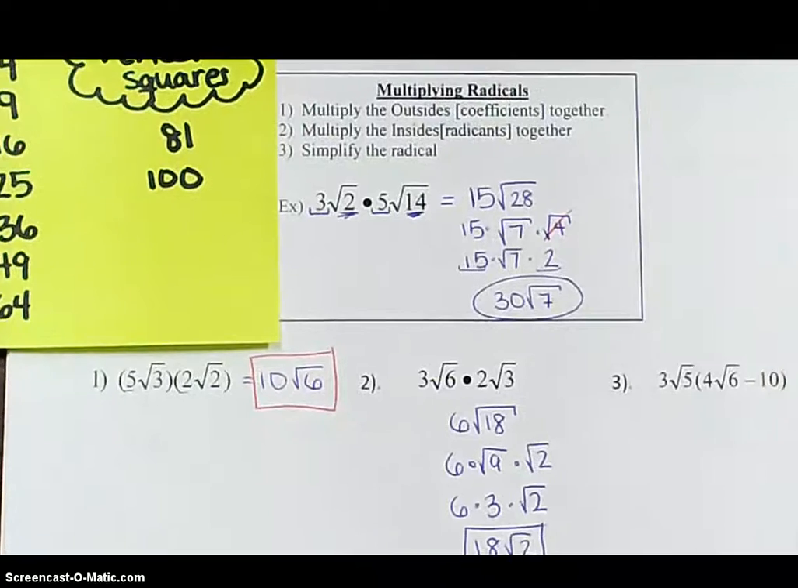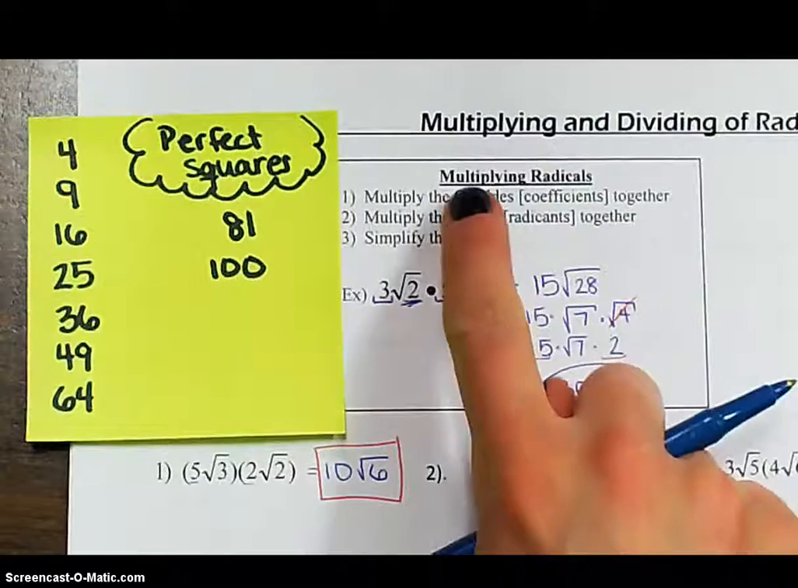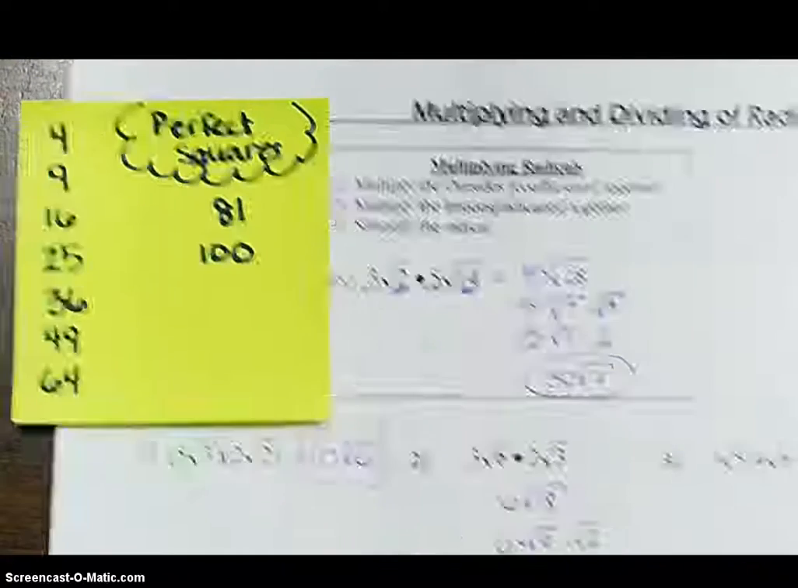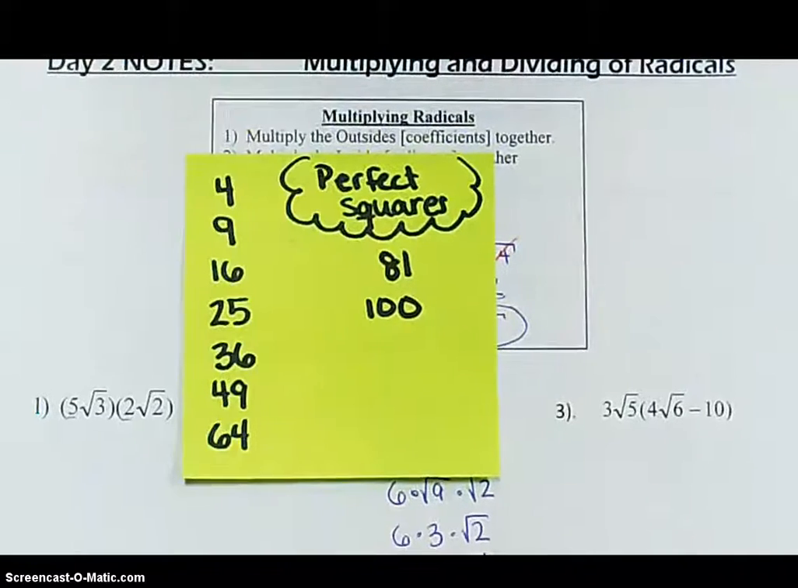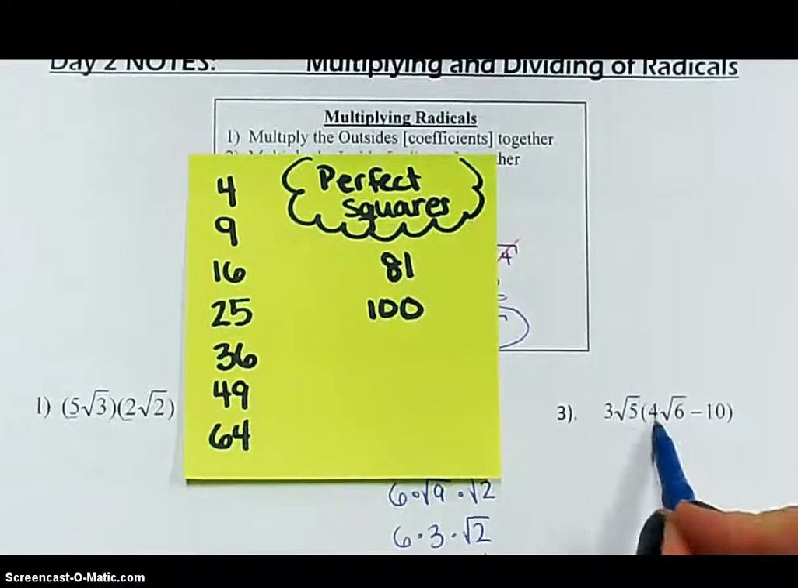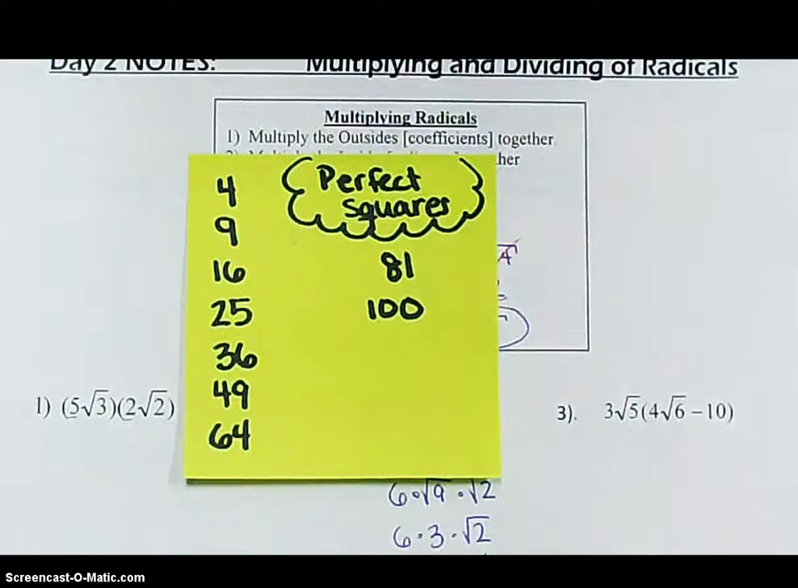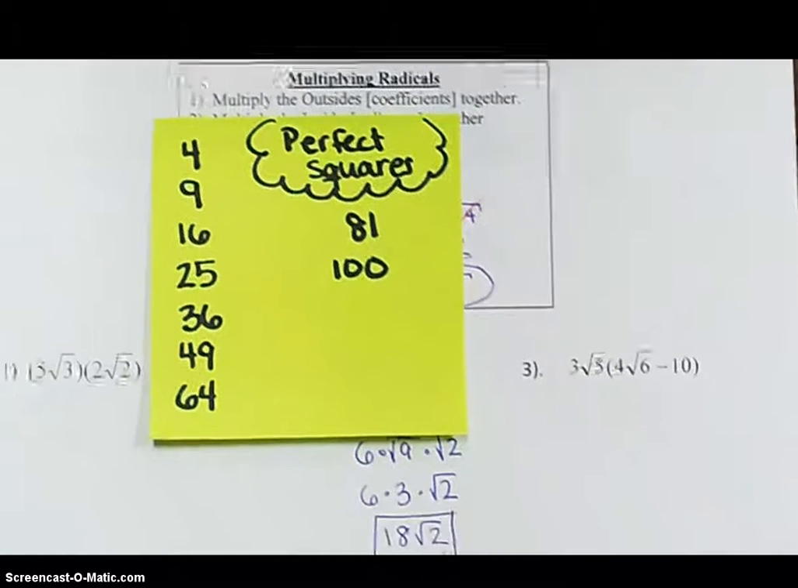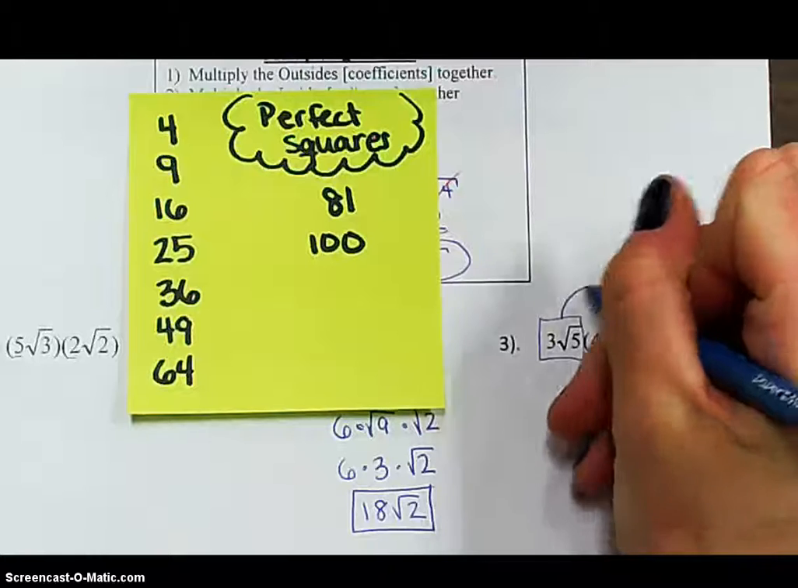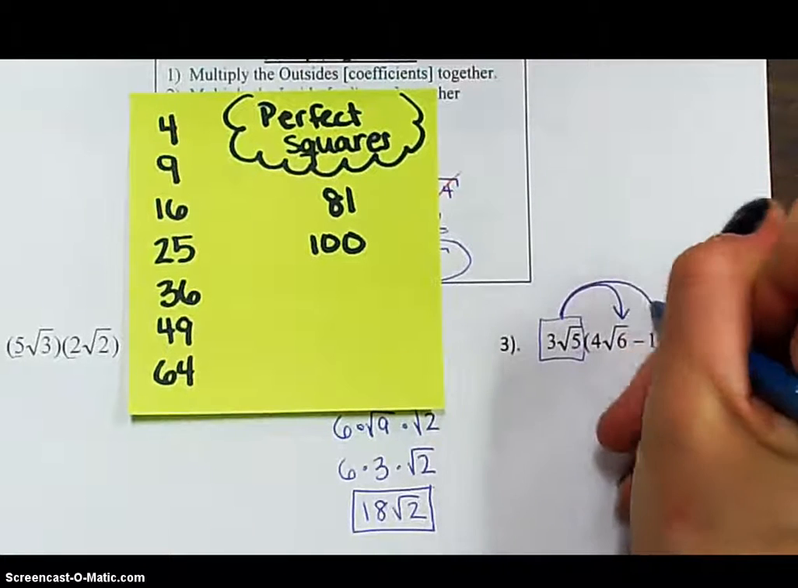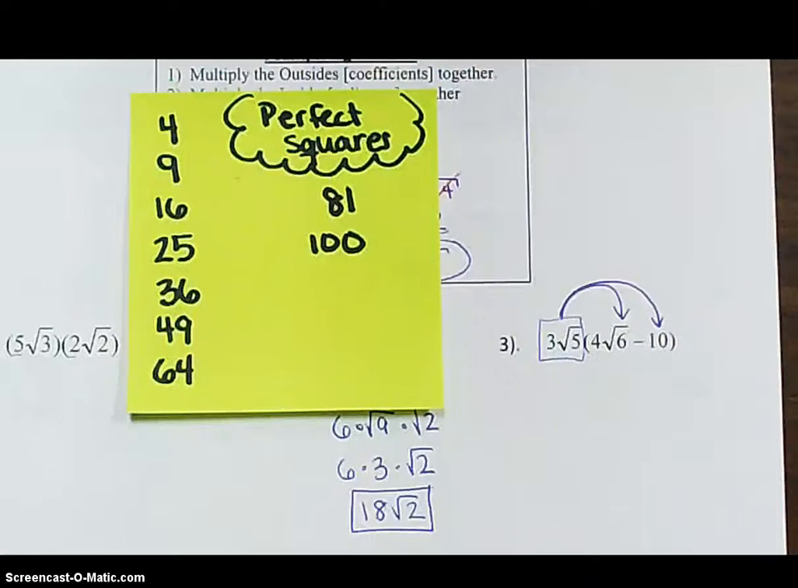Okay, now let's take a look at number 3. Now, I said up above, our goal today is to multiply. So let's take a look at number 3, because this one looks a little bit different. So now we have a number on the outside and then we have a binomial on the inside. So what do we have to do here to solve? That's correct. We're going to have to distribute. So 3 radical 5 is going to multiply to everything on the inside. So we are multiplying.